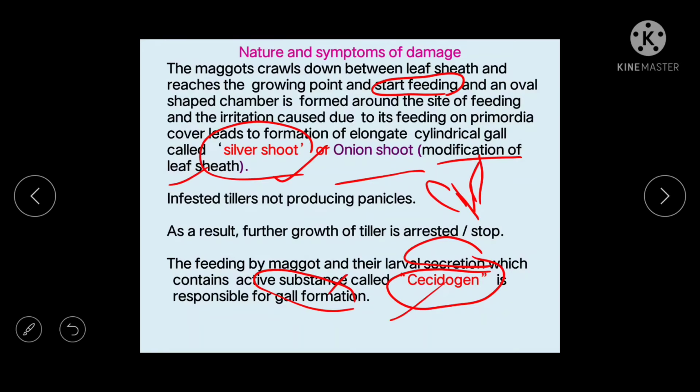This kind of silver shoot or onion shoot forms due to the attack of gall midge. Then the infested tiller does not produce a panicle. Suppose this is the tiller and they have infested this tiller completely, then that tiller will not produce the panicle. The panicle is the flower of the rice, so they will not produce any flower. As a result, further growth of the tiller is arrested. So the tiller will not grow further.